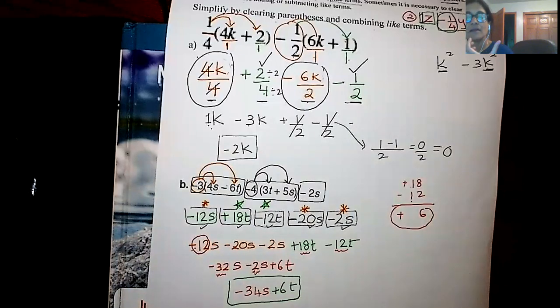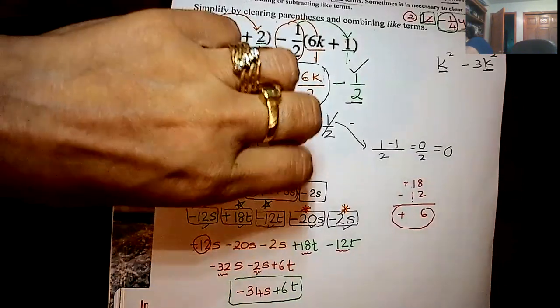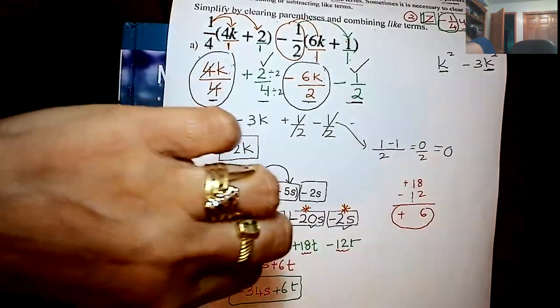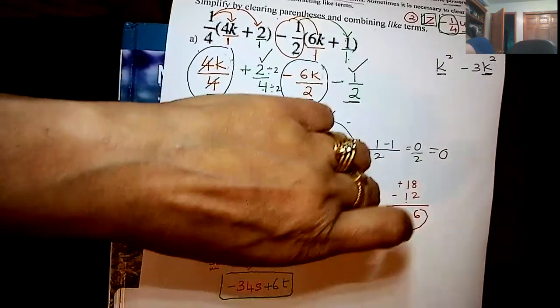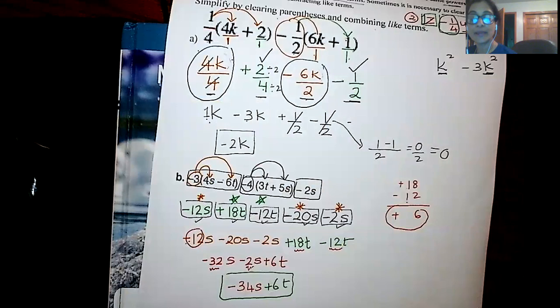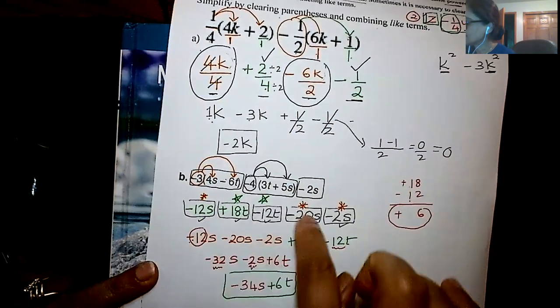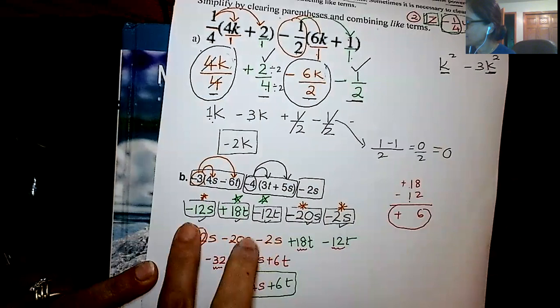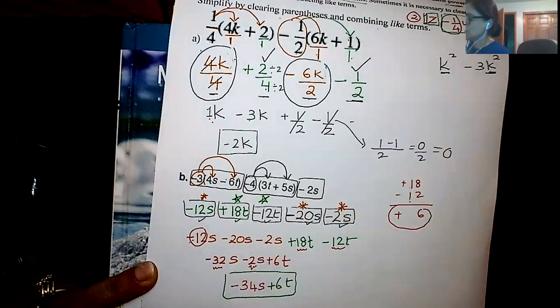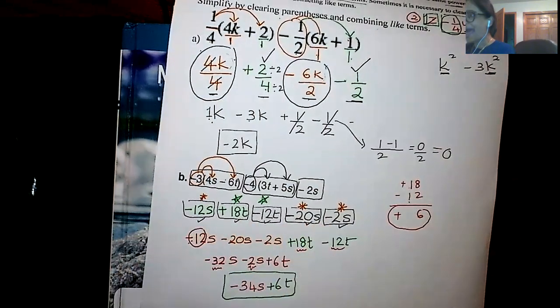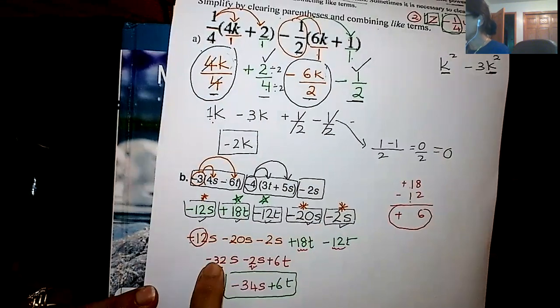Again, look at the number of terms: 1, 2, 3. After I simplified it, it became 1, 2, 3, 4, 5. I look at the variable, see if they have the same power and the same variable, then they are like terms, and I combine. So the s's were like terms, I combined, they were all negative. So you add and keep the common sign.